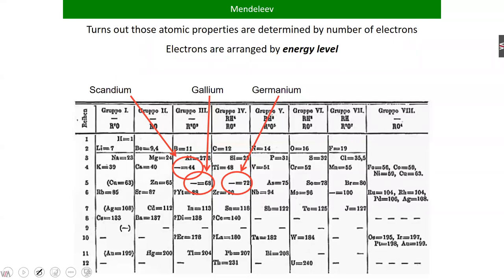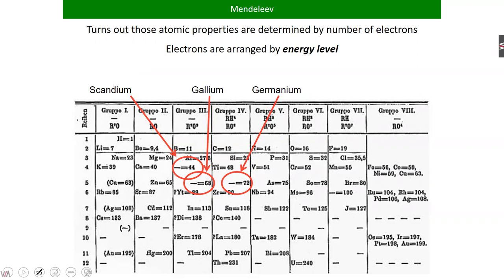He didn't quite know why it behaved like this. It took quantum mechanics and Niels Bohr in particular, and a couple of other quantum mechanics folks to really be able to show this. And we'll talk about that next week.